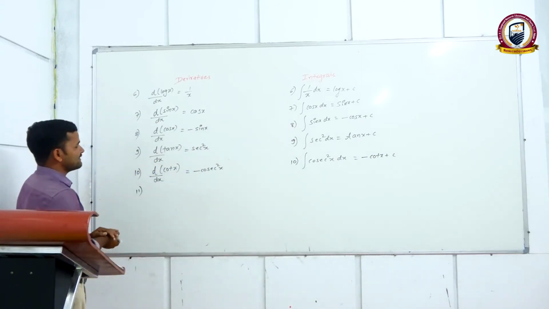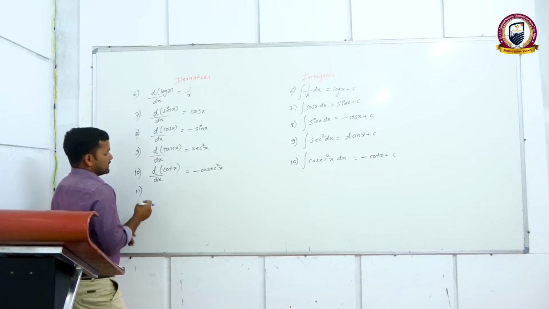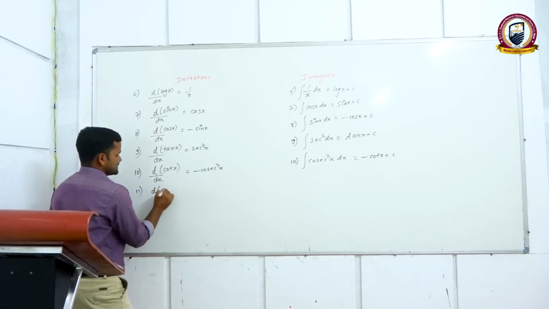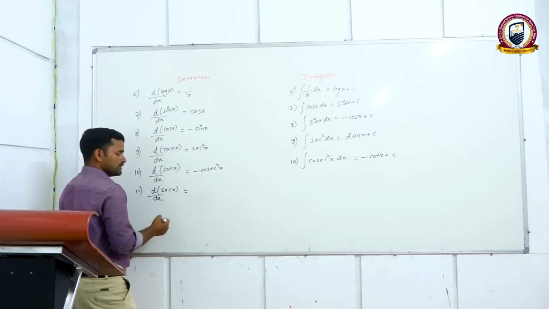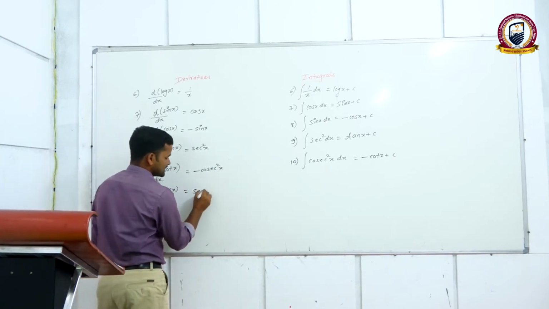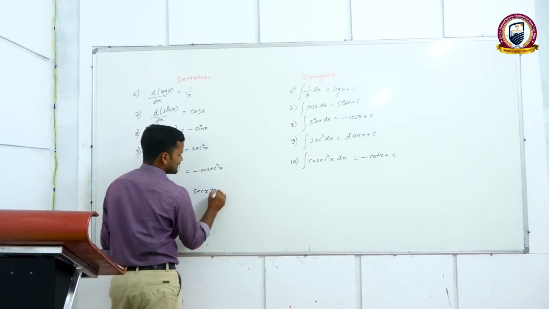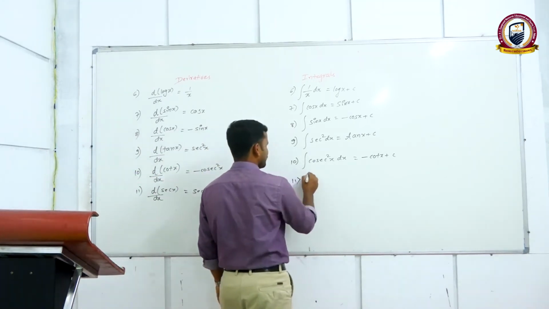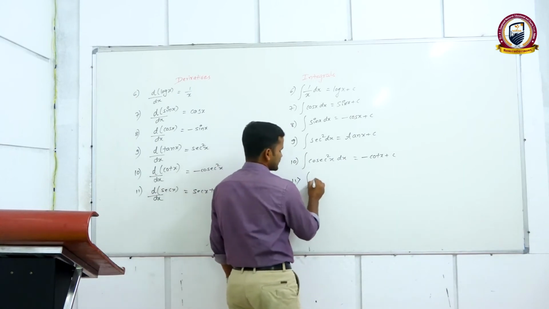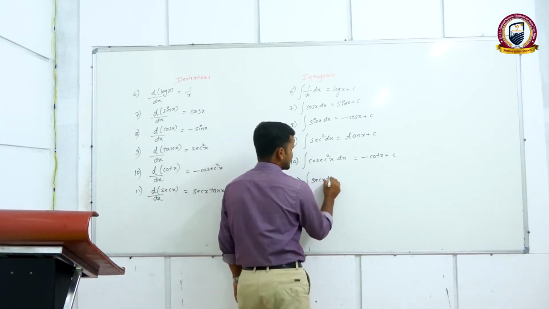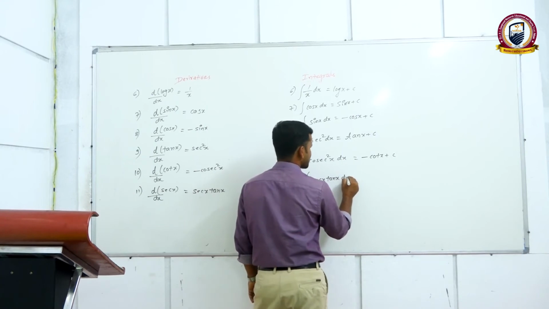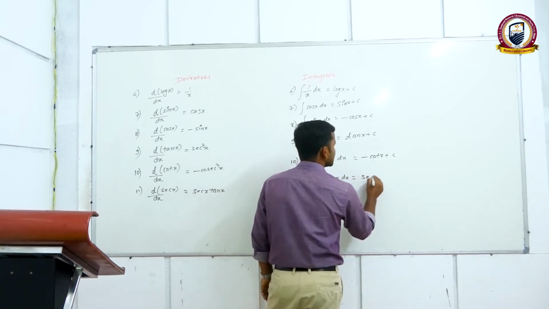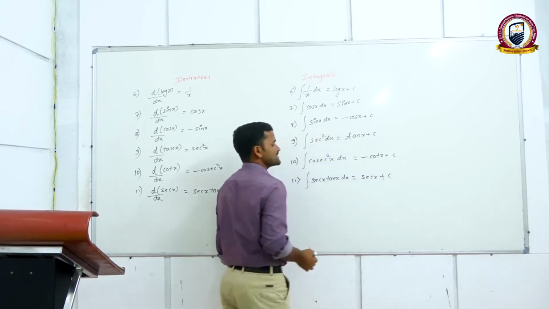Coming to 11th one. Differentiation of secant x. What is the differentiation of secant x? We know its differentiation as secant x into tan x. Now I have the 11th formula of integration as integration of secant x into tan x with respect to x is equal to secant x plus c.